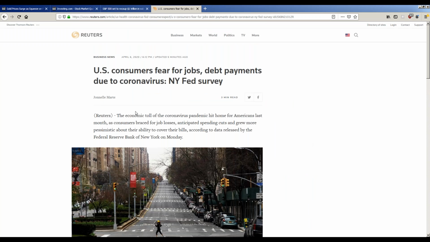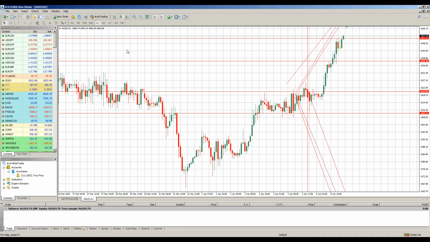There is some fear out there still, though, in terms of jobs. There's a survey here that says U.S. consumers fear for jobs and debt payments due to the coronavirus. That makes sense. People are a little nervous about their future, not necessarily just their health, but their financial futures. So a bit of mixed news. And that brings us to the charts. Let's take a look on my demo. We might as well start with gold since it's the last thing we talked about Friday, and my chart was still up with the lines that we drew Friday. So let's take a look and see what's going on.